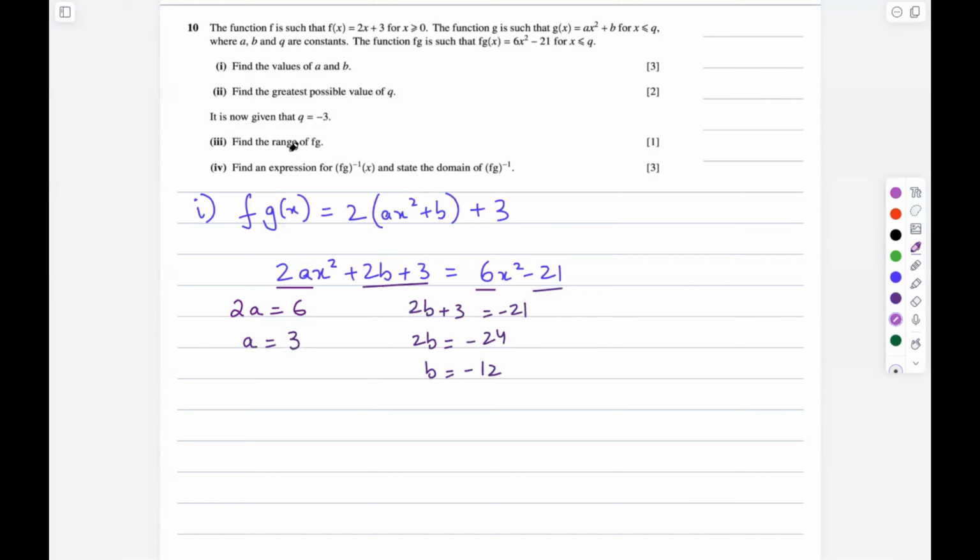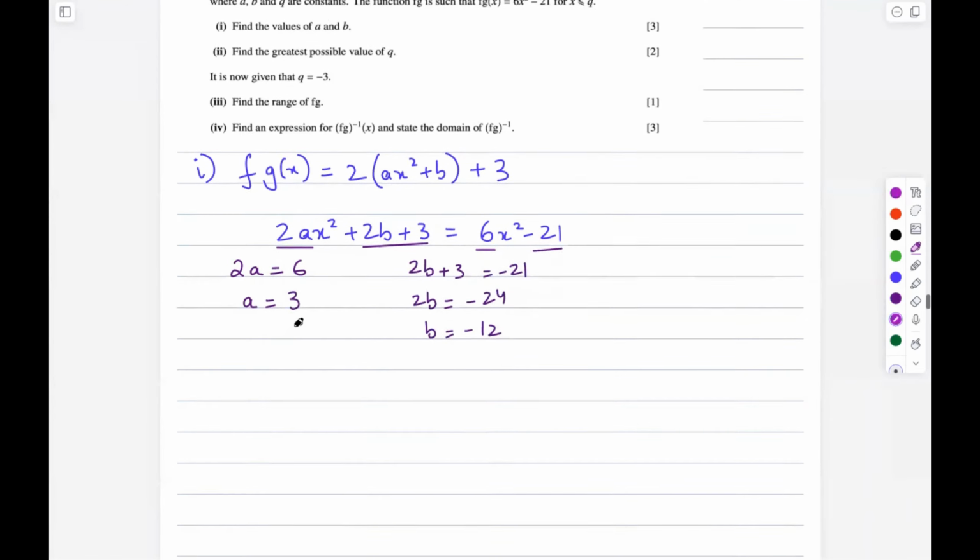In part 2, we have to find the greatest possible value of q. Now, q is basically the value that the function g is taking over here, and for fg of x, it is also the domain of the fg function, x less than or equal to q. Now, we know that for the function f, x has to be greater than or equal to 0.